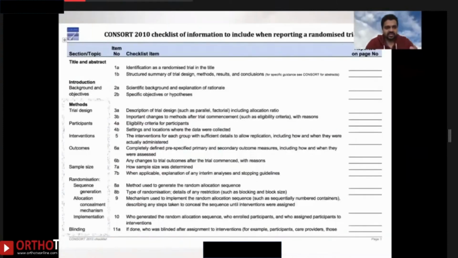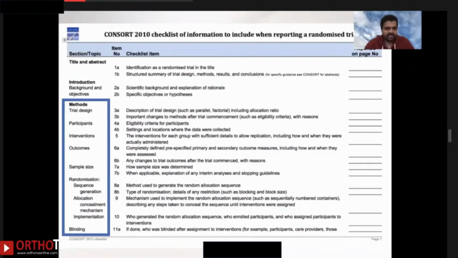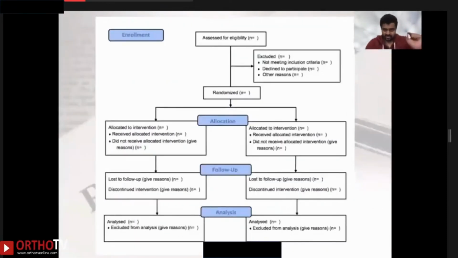If you look at this checklist in the methodology section, for instance, you can see the trial design, participants, interventions, outcomes, what all was done, sample size. So if you follow this pattern, you will make sure your reporting will be fine. And here we have the page numbers. At the end, this checklist with all the page numbers should be attached in the supplementary material. If you do that, the chances of acceptance are good.